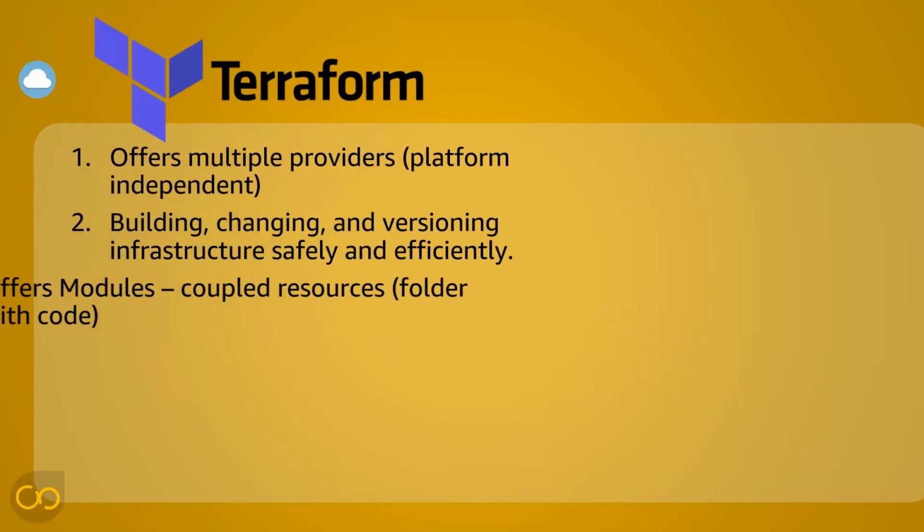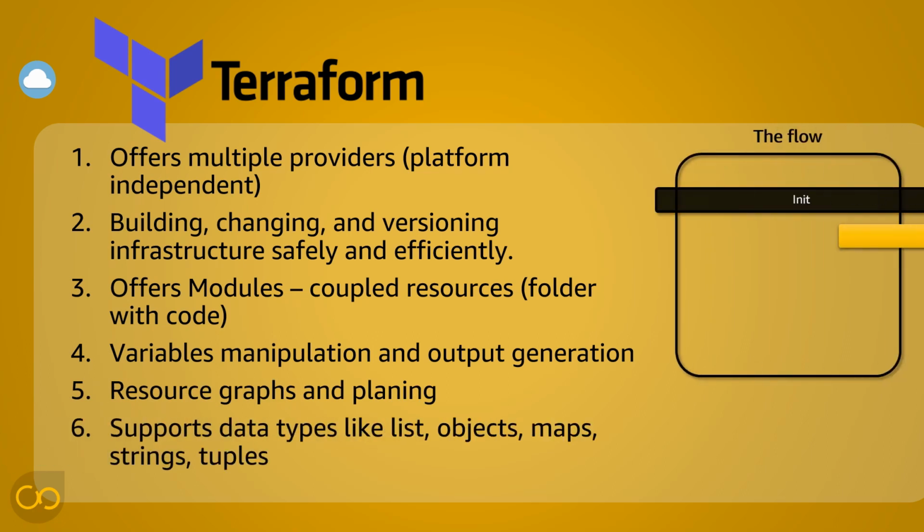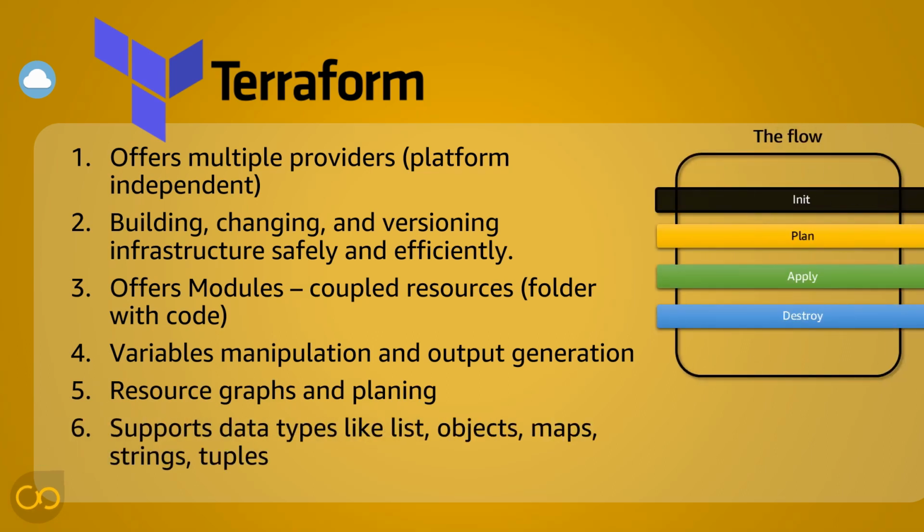Let's talk about Terraform. Terraform is one of the best platforms for infrastructure as a code. It offers multiple providers: Google Cloud, Azure, Oracle Cloud, whichever you like. It also helps you to integrate with HashiCorp Vault, which is also from HashiCorp. It helps you to build, change, and version your infrastructure in an effective way. It offers modules which couple resources together. They are really tightly coupled resources like VPC, NAT gateways, and all of these things that you need to have together in a module, and they are usually in a folder with the code.